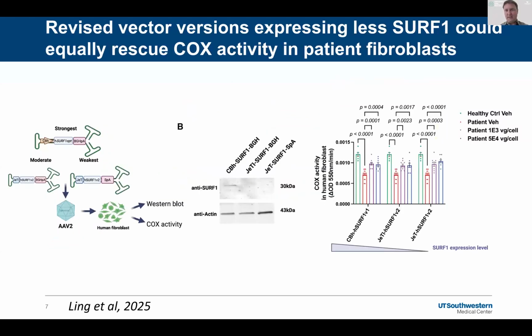And the solution here was to engineer different versions of this vector that would incorporate moderate or weak expressing promoters. And these are based on this promoter called JET, which is a small synthetic and relatively weaker promoter. And so you have a base JET promoter and then a slightly stronger version that incorporates a synthetic intron.